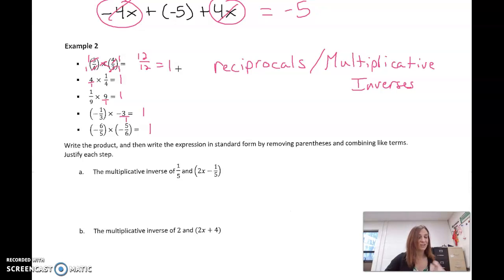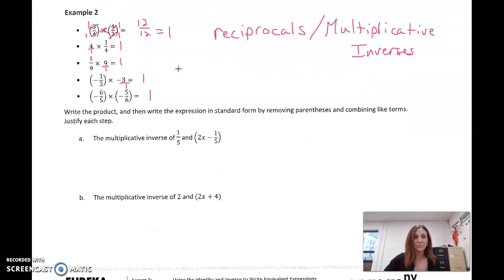So now we're going to apply that to these other properties right here. And these are like what you're going to see in your homework. Write the product. Product is the solution to a multiplication problem. Excuse me. Write the expression in standard form by removing parentheses, combining like terms. That's what we've been doing before. But we're not worrying about justifying each step. Okay, multiplicative inverse. What is the multiplicative inverse? It's the reciprocal. So we're taking the reciprocal of 1/5, and that's where we're going to multiply. Okay, I'm going to use a dot because I don't want to get confused with x there.